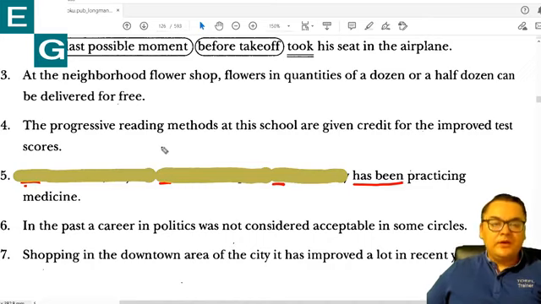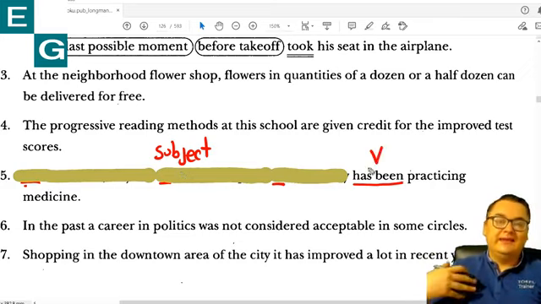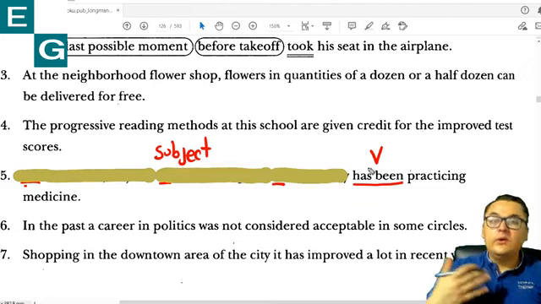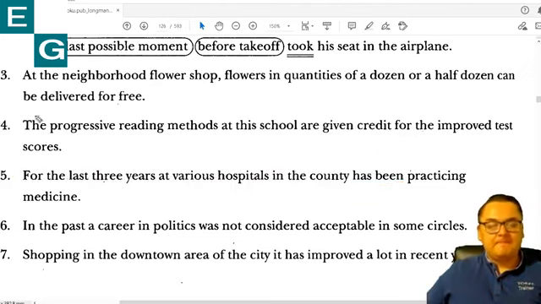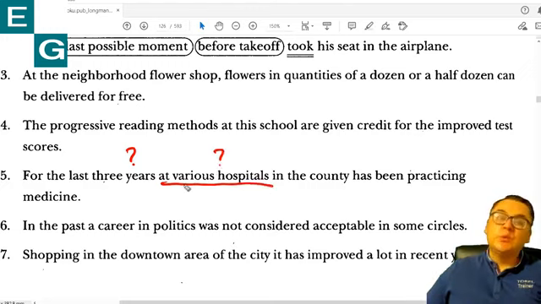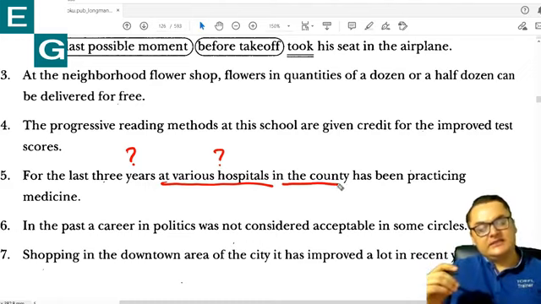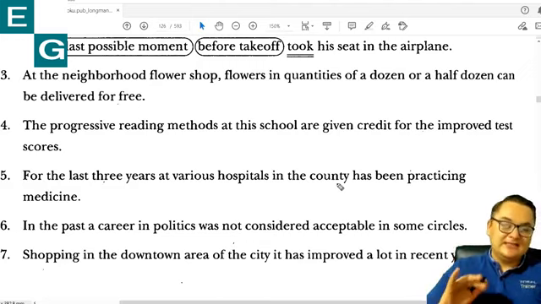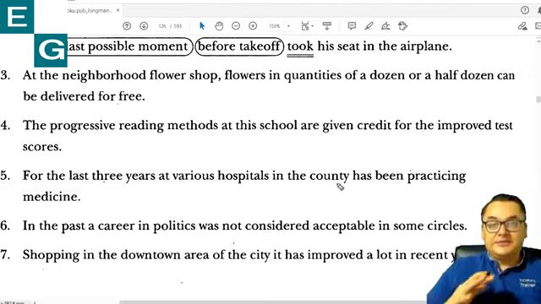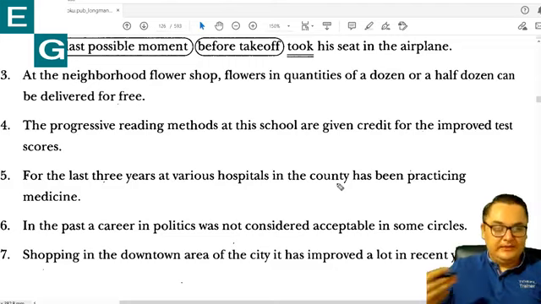And where is the subject of the sentence? There is no subject. I have a verb like has been practicing medicine. I can ask who. We don't know who has been practicing because for the last 3 years it's not who, it's when. At various hospitals is not who, it is where. In the county, the same. It is not telling me who did it. This sentence is incomplete, it's incorrect because it doesn't have a good subject. I don't know who's performing the action. That's all you need to know for now.